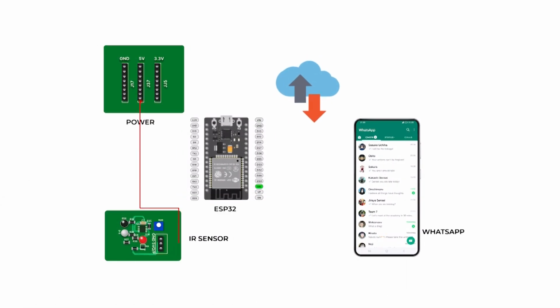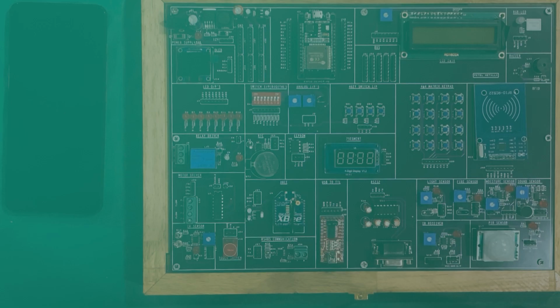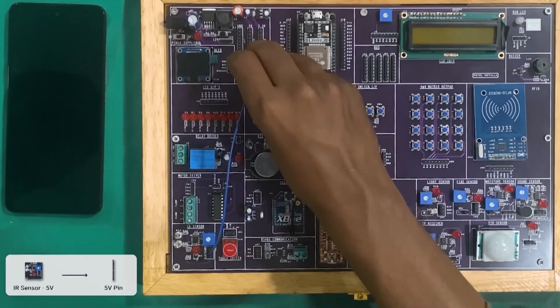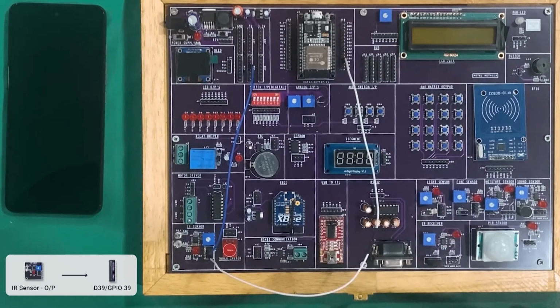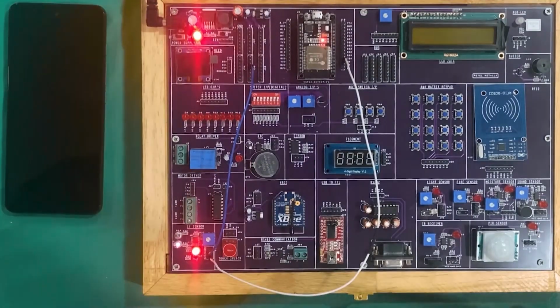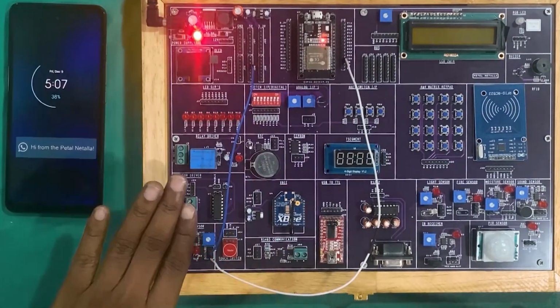Here the circuit diagram shows the actual wire connections being used. Connect the selected input, that is IR sensor, to the 5 volts power pin and connect to the GPIO 39. Power the IoT kit by connecting the adapter. Now pass your hand over the IR sensor and see WhatsApp message receiving in the desired phone number.